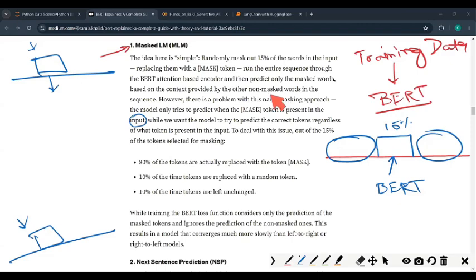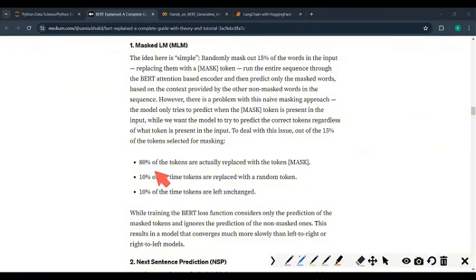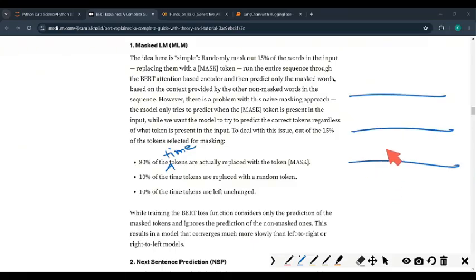So to deal with this issue, what we do is, in 80% of the cases, 80% of the time, tokens are actually replaced with the mask. It is saying that 80% of the time, the sentences which are there are masked. Let's suppose 100 statements are there, 80 statements will be masked actually.